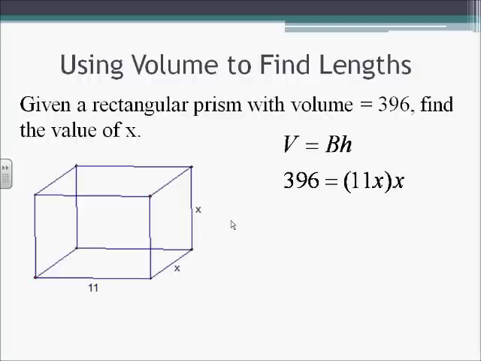We know 396 is going to equal 11x times x, or 396 is going to equal 11x squared. We divide by 11. We're going to get 36 equals x squared. Take the square root of both sides. We know x has to be 6.